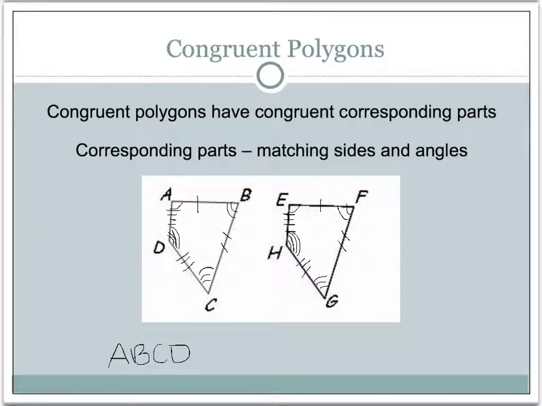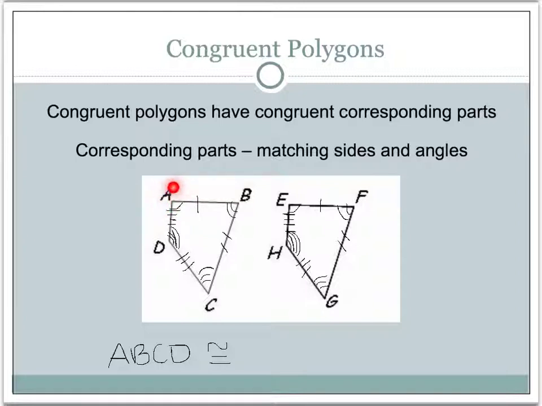Now the way you would write this is we would start off with polygon ABCD is congruent to polygon. Now we have to go in the same order. We have to go corresponding vertex to corresponding vertex. So if we start here and went A, B, we can't start at F and go F, G, H, E. We have to go in the same order.